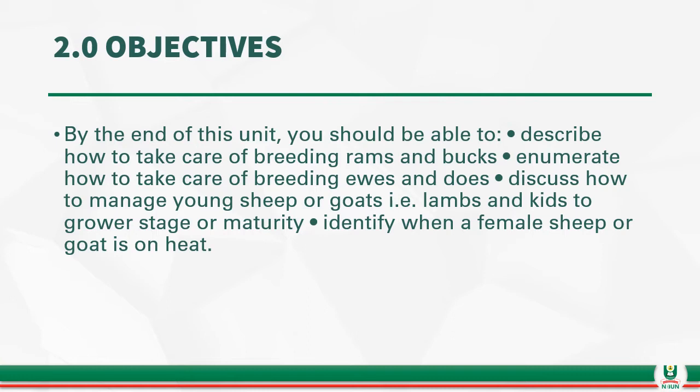Objectives. By the end of this unit, you should be able to describe how to take care of breeding rams and bucks, enumerate how to take care of breeding ewes and does, discuss how to manage young sheep or goats, i.e. lambs and kids, to grower stage or maturity, and identify when a female sheep or goat is on heat.